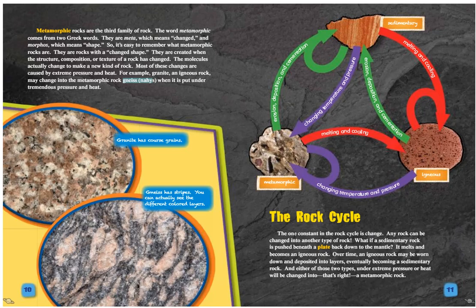The rock cycle. The one constant in the rock cycle is change. Any rock can be changed into another type of rock. What if a sedimentary rock is pushed beneath the plate back down to the mantle? It melts and becomes igneous rock. Over time, an igneous rock may be worn down and deposited into layers, eventually becoming a sedimentary rock. And either of those two types, under extreme pressure or heat, will be changed into, that's right, a metamorphic rock. So right there is an organizer showing you how igneous rocks, metamorphic rocks, or sedimentary rocks can be changed into any one of the other three types. Feel free to study that as you wish.